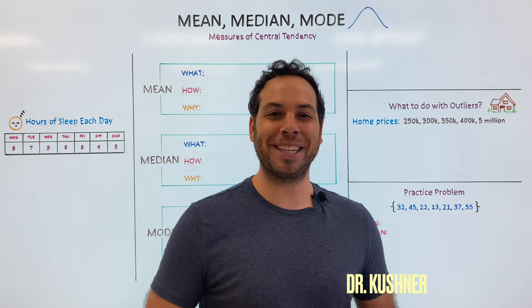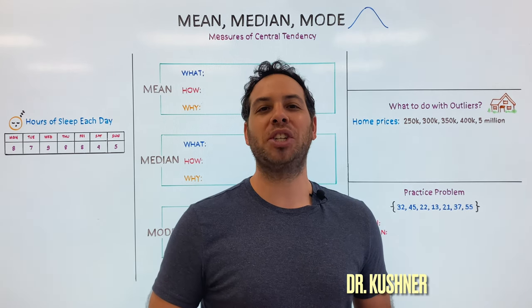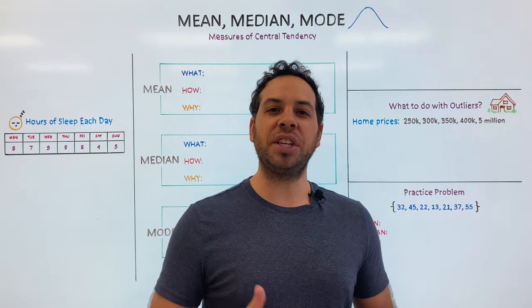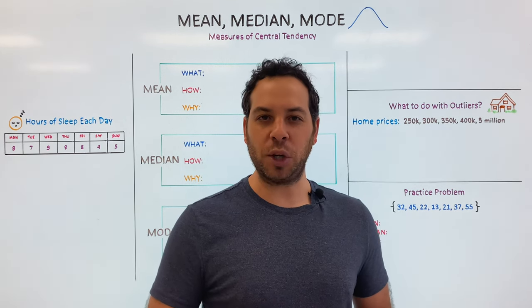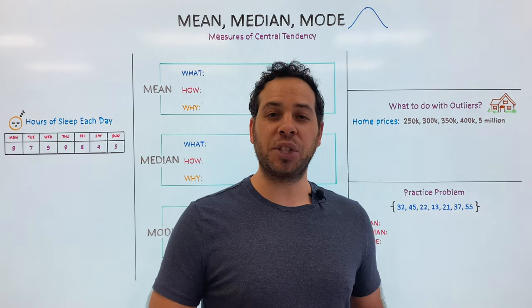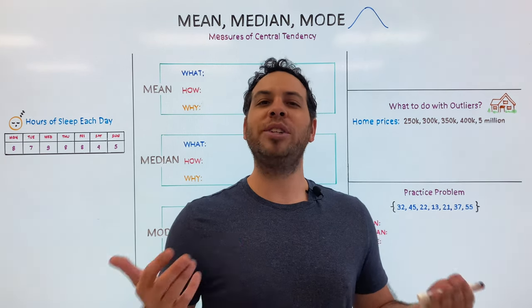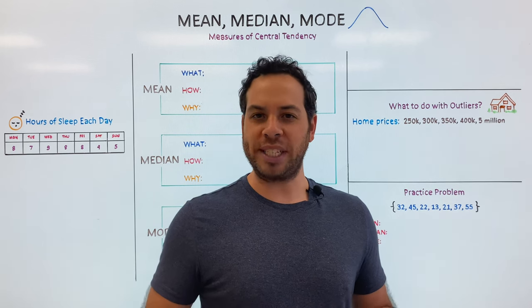Alright, guys, welcome to Psych Explained. In this video, we're going to talk about the mean, the median, and the mode. Now, even though in psychology there are lots of ways to describe data that you collect, these three measures are most commonly used. And you might be thinking, why is that? Why do we always talk about the mean, the median, and the mode together?